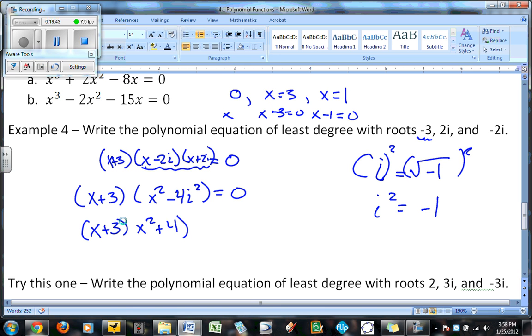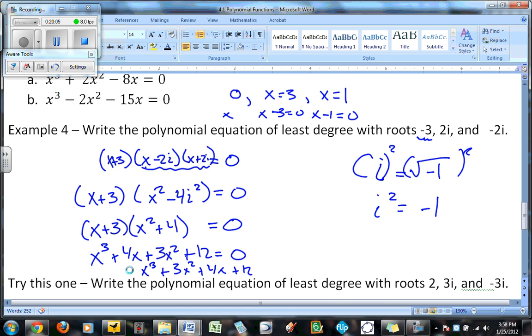And in order to write my polynomial of least degree, all I need to do is FOIL this out. So I have x cubed plus 4x plus 3x squared plus 12. And if I wanted to, I can rewrite it in descending order: x cubed plus 3x squared plus 4x plus 12. And that would be my polynomial of least degree.